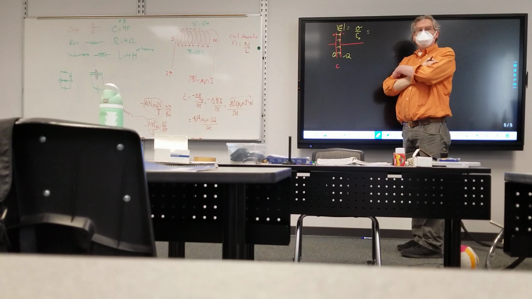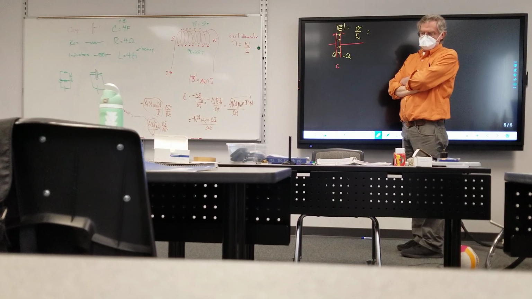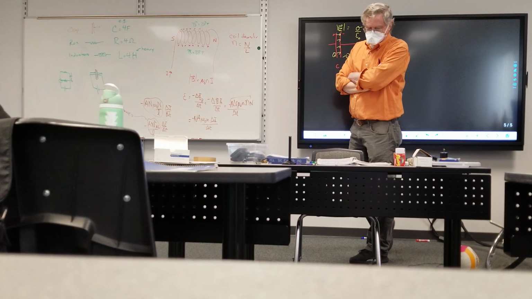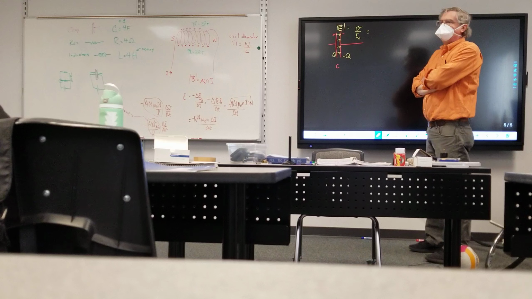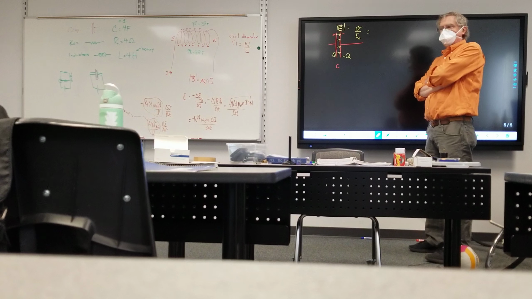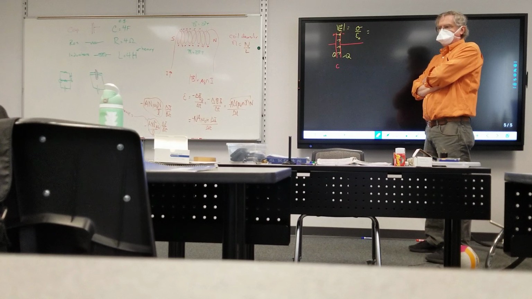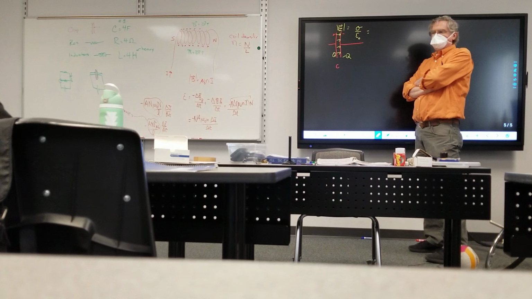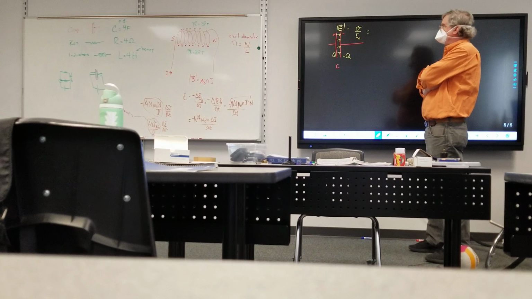And what is sigma? What is charge density? Surface charge density, which is charge divided by area. So this becomes Q over A epsilon sub naught.